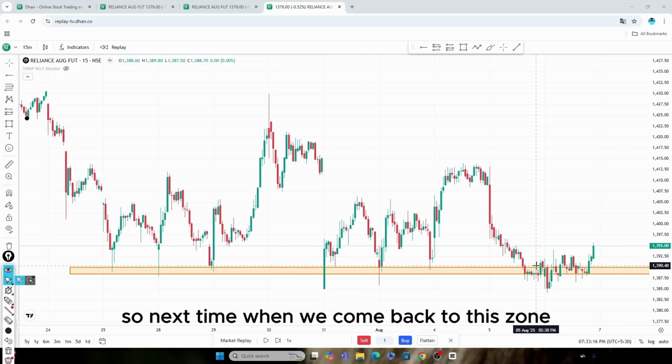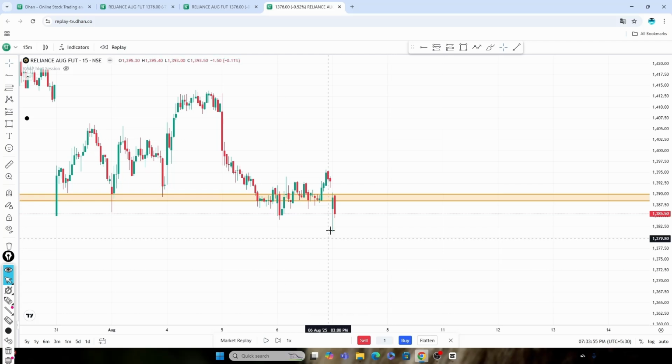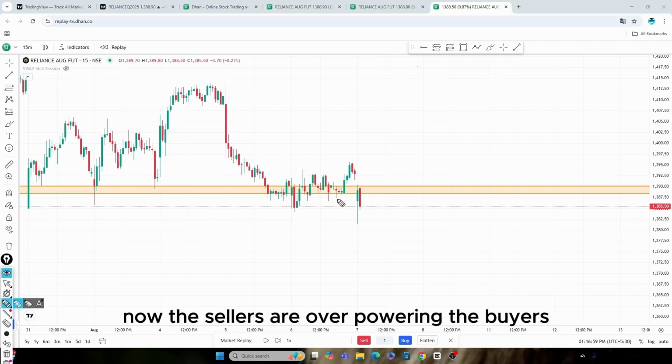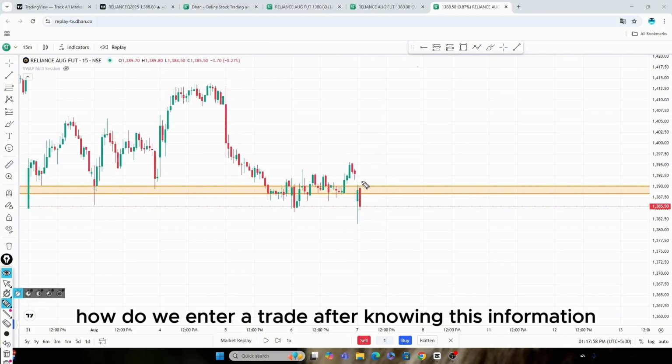So next time when we come back to this zone, it started consolidating sideways, and right here what do we see? Finally, price is breaking below strongly. Now the sellers are overpowering the buyers, turning this previous support into resistance now. How do we enter a trade?